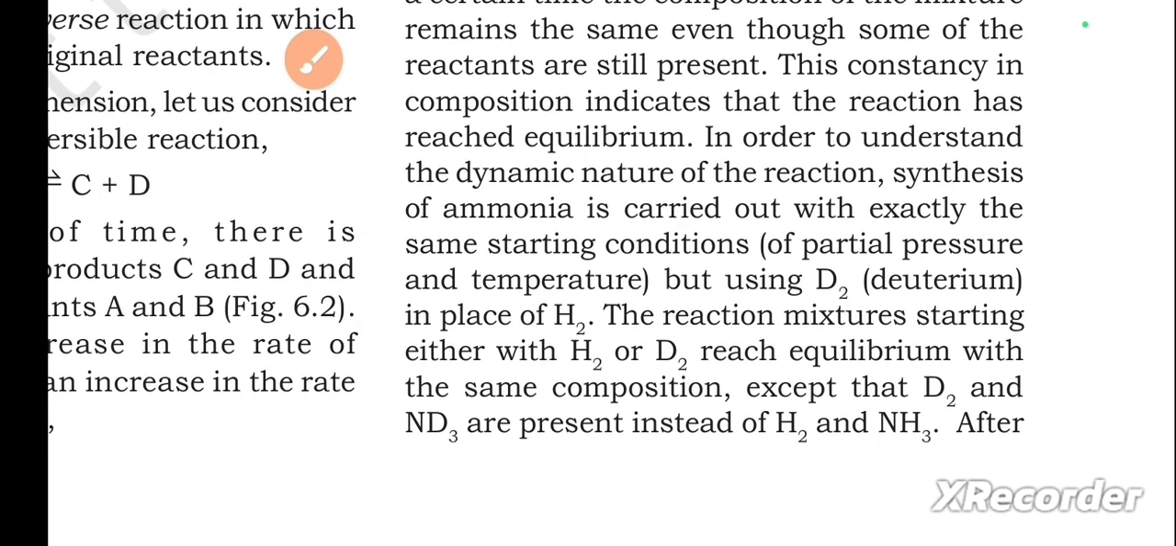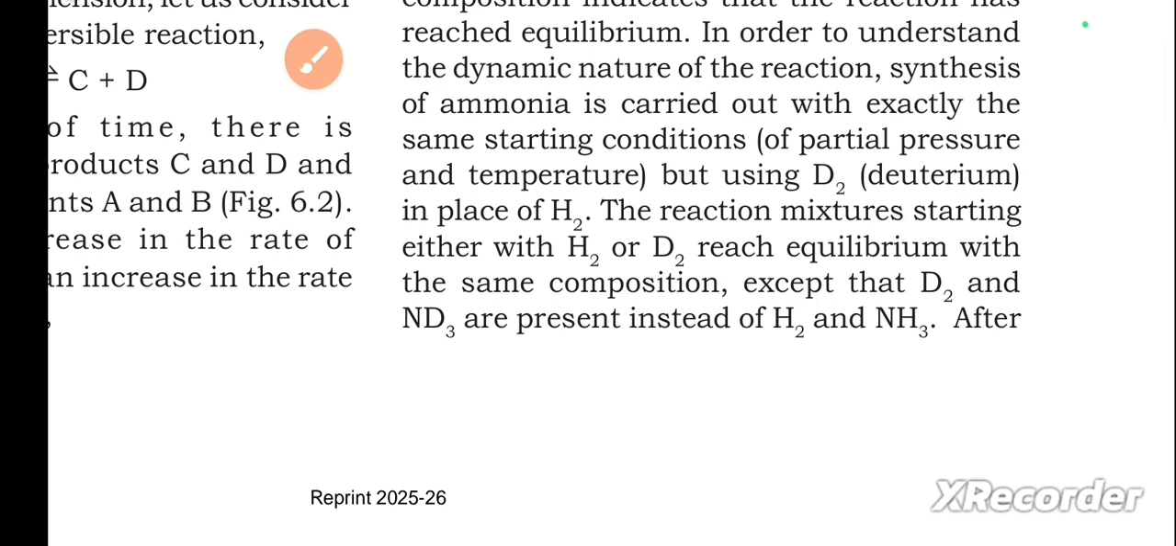In order to understand the dynamic nature of the reaction, synthesis of ammonia is carried out with exactly the same starting conditions, but using D2, deuterium, in place of H2. The reaction mixture starting either with H2 or D2 reaches equilibrium with the same composition, except that D2 and ND3 are present instead of H2 and NH3.